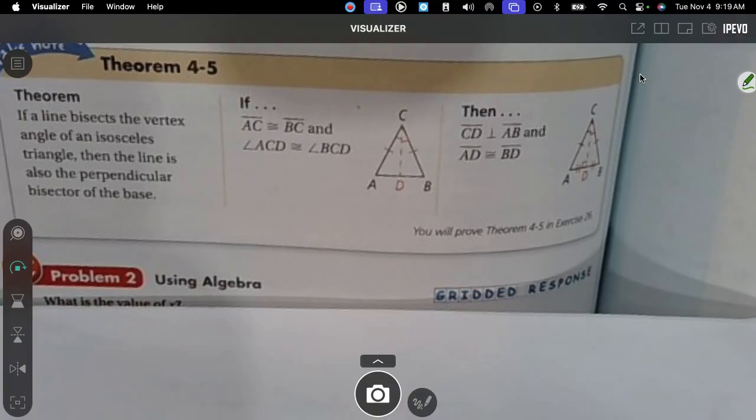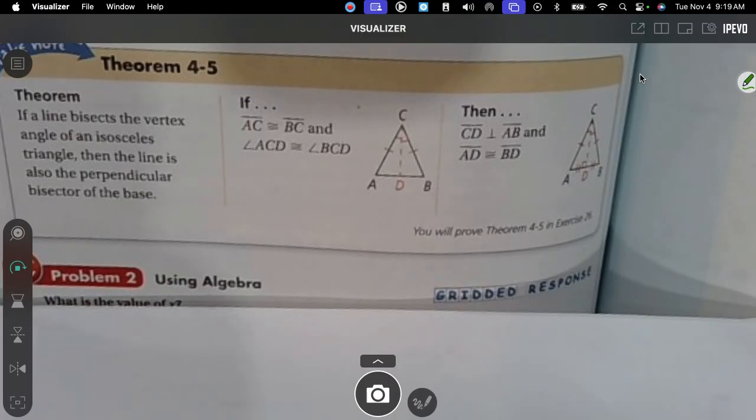So if we know, we'll start with this part. If we know that AC and BC are congruent, that was given to me, and we know that ACD and BCD are equal. Okay, does everybody see that? So you know these two sides and you know those two angles are equal. We're good so far? Then let's see what information we can tell.